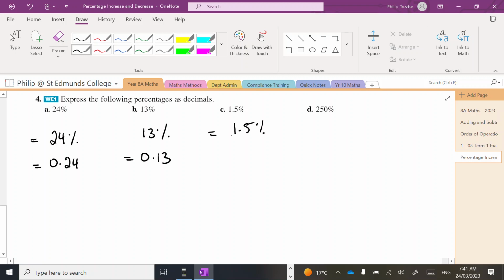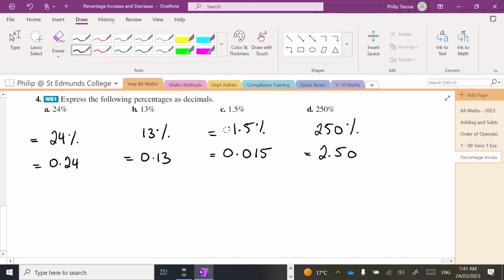1.5%. Now, if I move 2 places, I have to imagine a 0 sitting there so that I can jump in front of that. So the decimal was between the 1 and the 5. Now it's jumped 2 places. 250%. The decimal will end up between the 2 and the 5. 2.50. No longer percentage signs.